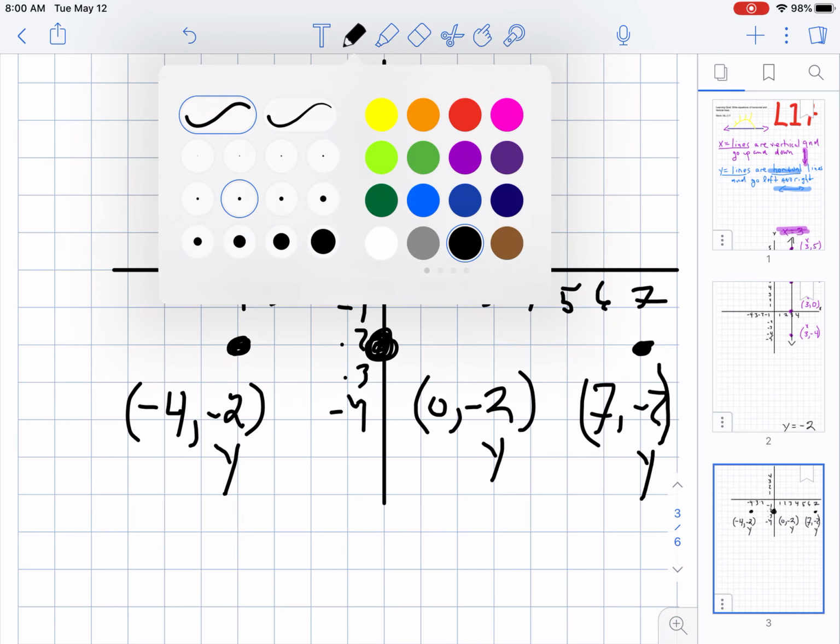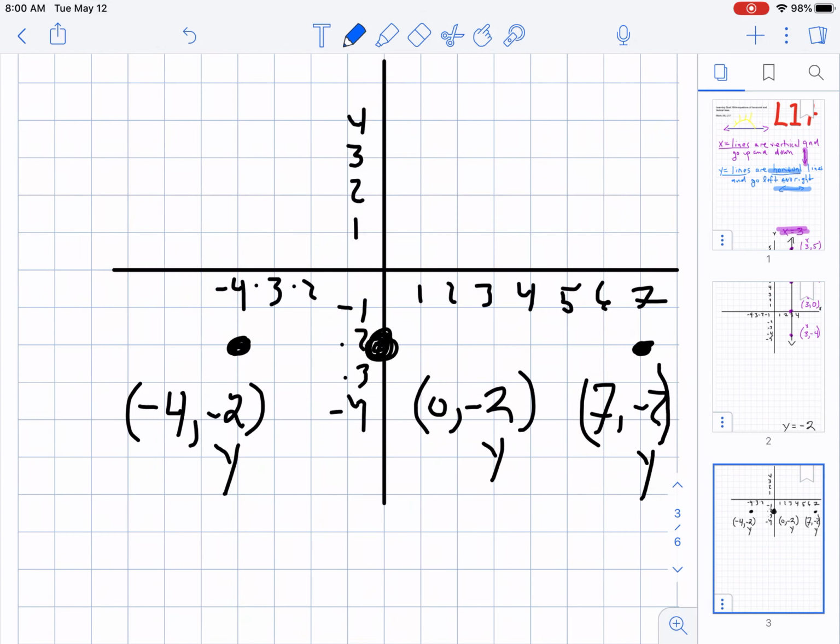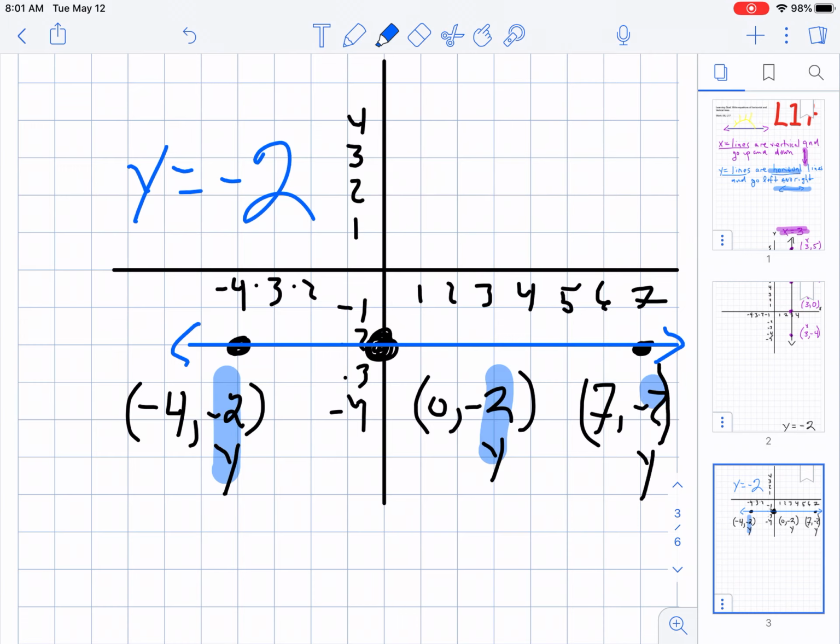So what we can do is draw a line that goes through all of those points. Put an arrow on each end, and the equation for that line is y equals negative 2 because y equals negative 2 at every point on that line.